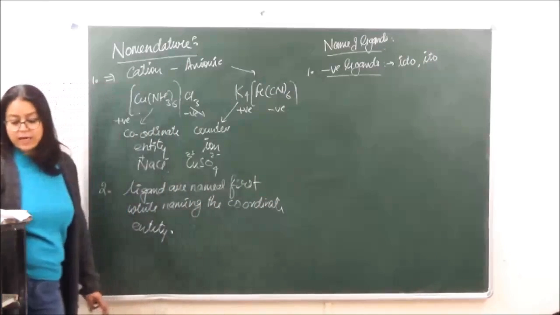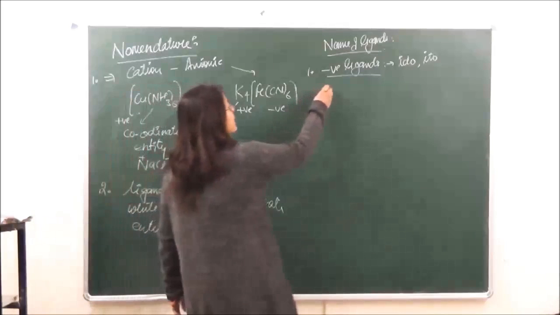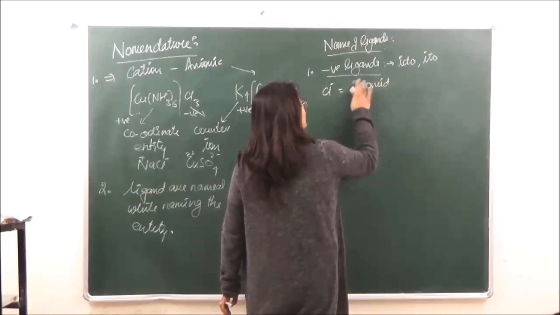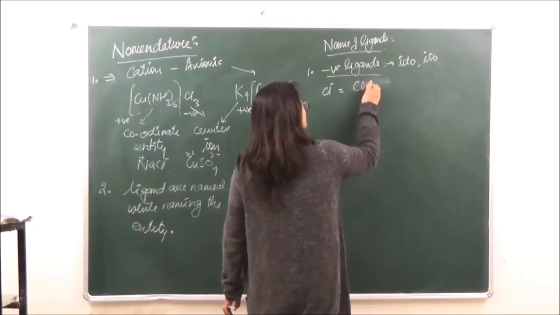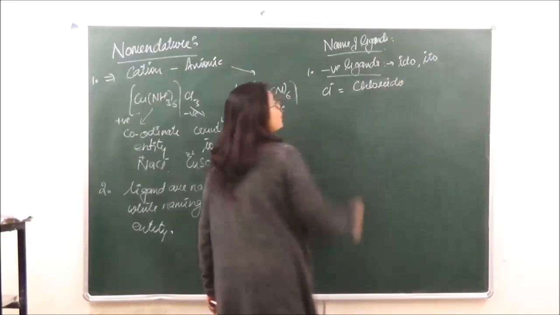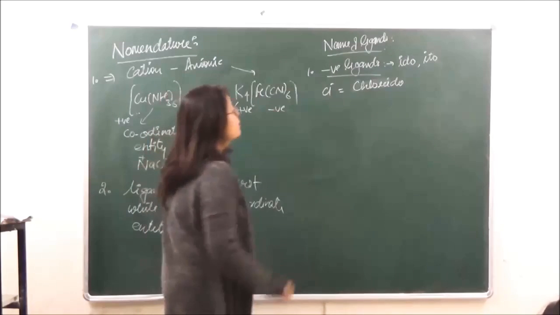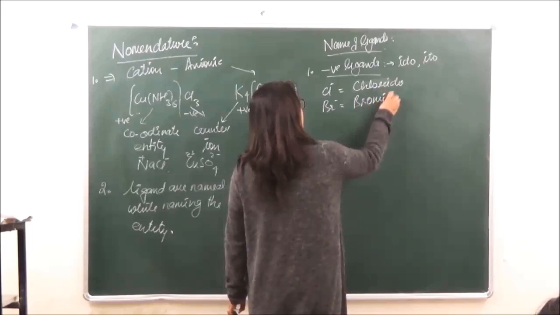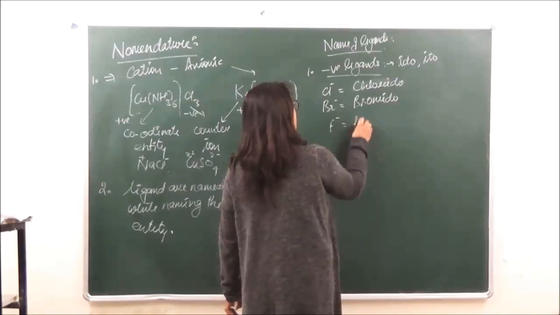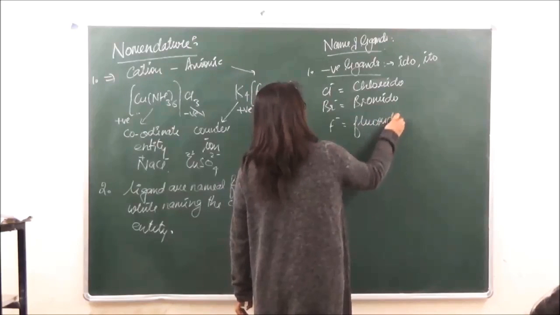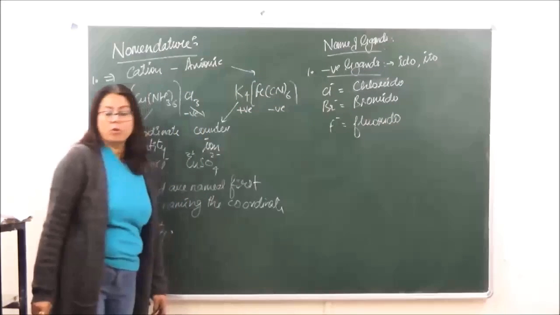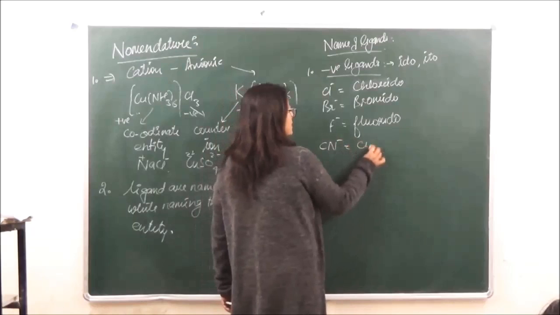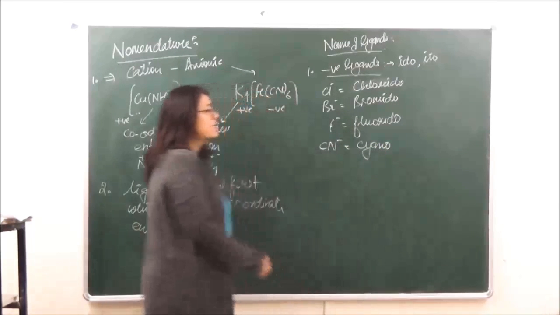Right, this is the ending which we are going to give. For example, if we are taking Cl negative, then this is going to be named as chlorido. If we have Br negative, bromido. If we have F negative, then this is named as fluorido, right? If we have CN negative, this is named as cyano.